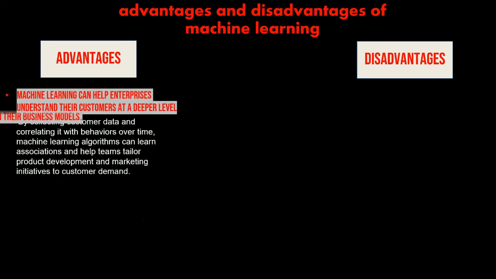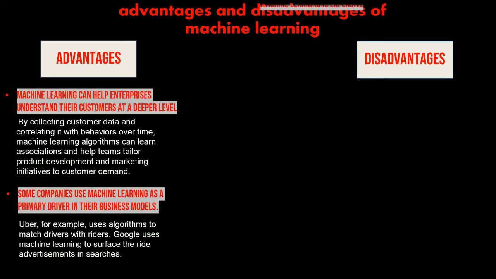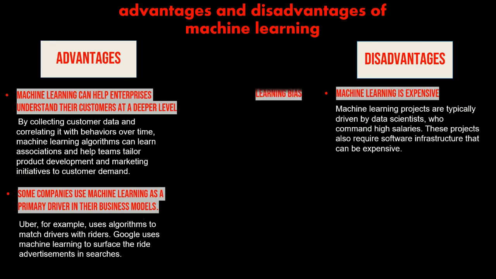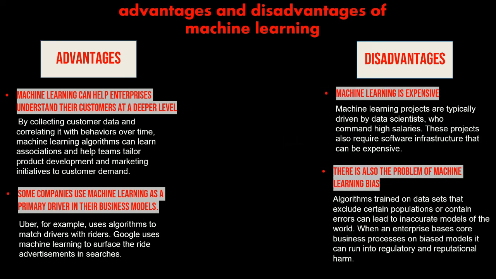Advantages and disadvantages of machine learning. Advantages. First, machine learning can help enterprises understand their customers at a deeper level. By collecting customer data and correlating it with behavior over time, machine learning algorithms can learn associations and help teams tailor product development and marketing initiatives to customer demand. Second, some companies use machine learning as a primary driver in their business models. Uber, for example, uses algorithms to match drivers with riders. Google uses machine learning to surface the right advertisement in search.